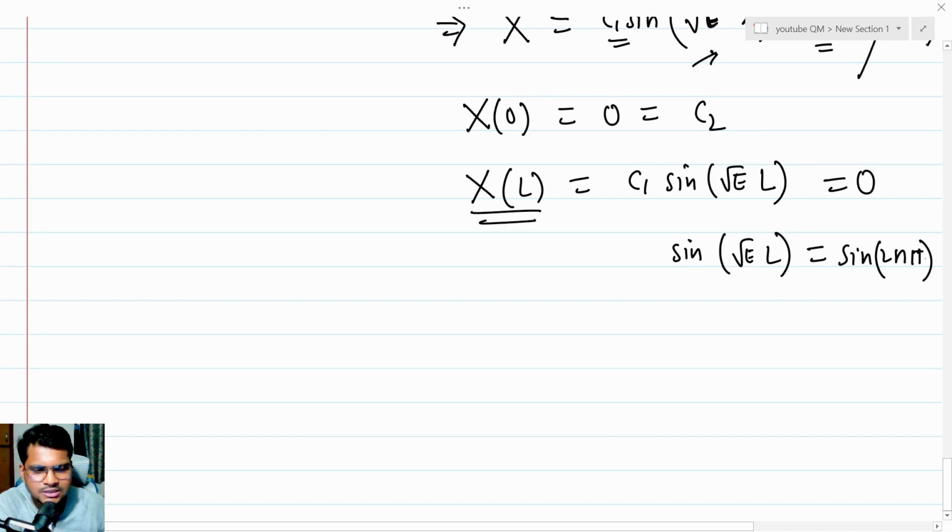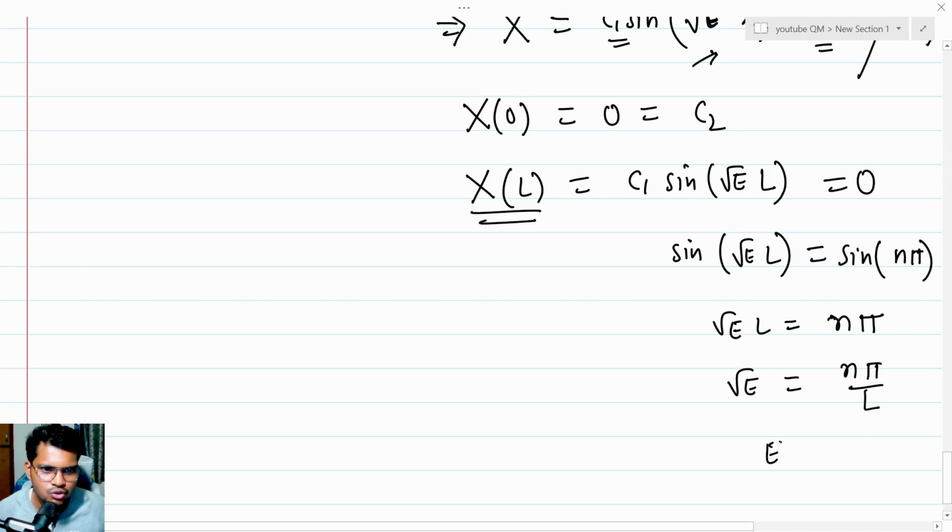It means that n is just integer numbers; n could be 0, 1, 2, 3, and we can get our solution. So sine is there, therefore the argument is going to be taken like this, or sorry, not 2nπ, it's only nπ. It will become simply n into π, and therefore I already know what e is. e is basically nπ by L, or e square becomes n²π² by L². Therefore, I know exactly what the solution of x is.